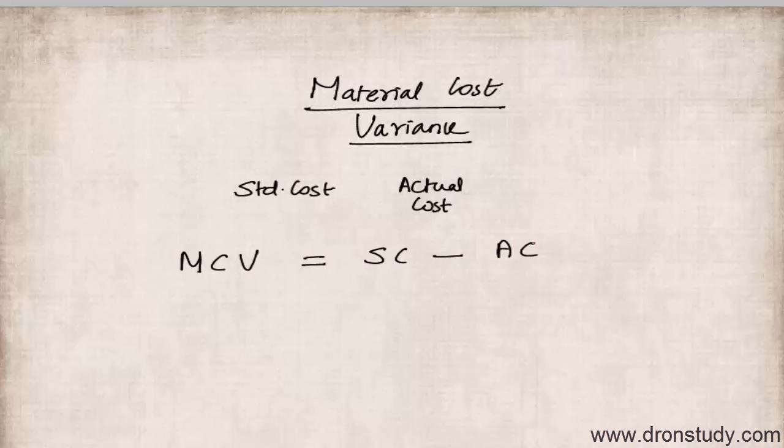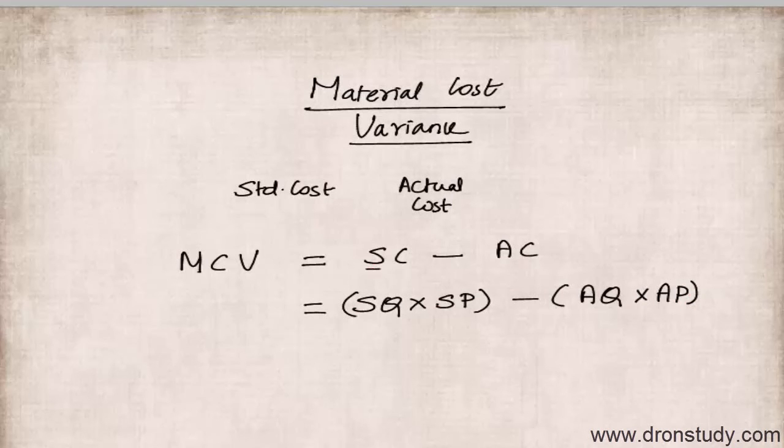If you want to expand this even further, then you can do it. So what is standard cost? Standard cost is nothing but standard quantity multiplied by standard price. So that will give you standard cost. Then what is actual cost? Actual cost is nothing but actual quantity multiplied by actual price. So it is as simple as this. If you want to find material cost variance, you should compare your standard cost and actual cost.